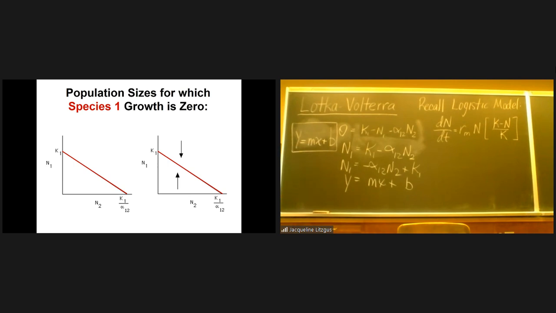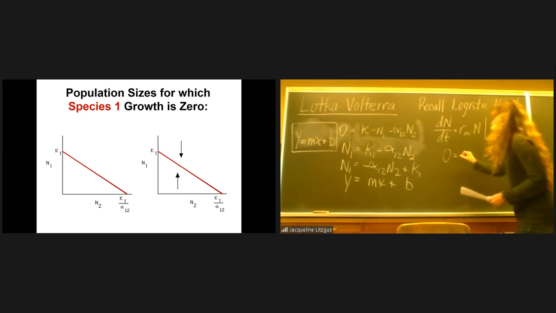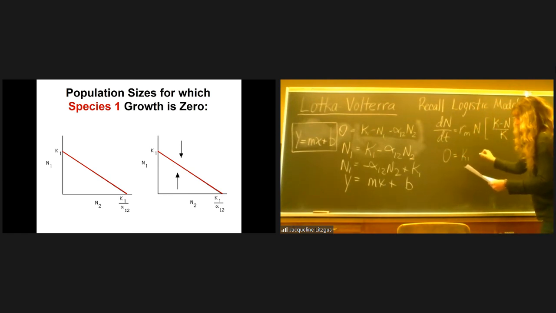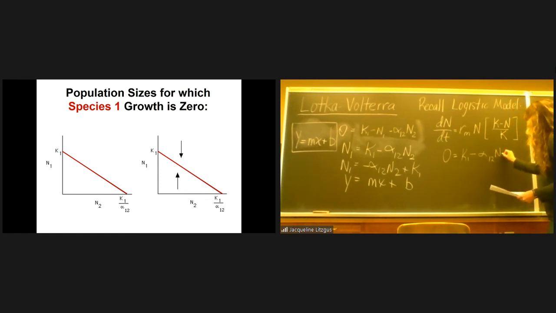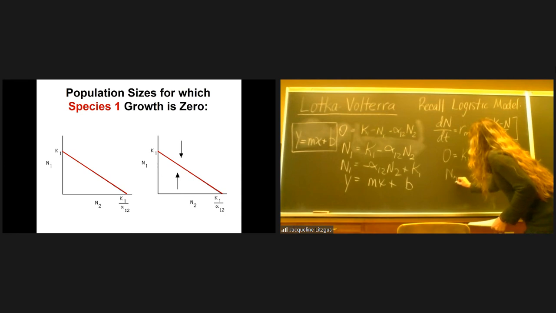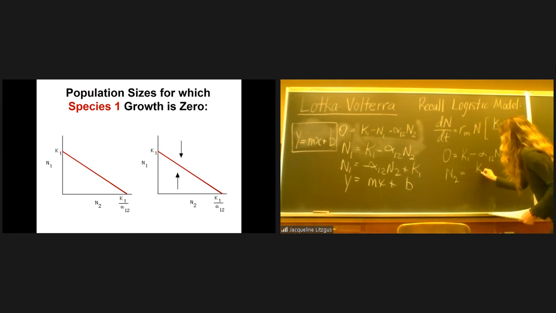So from this, of course, we can also solve to determine what the x-intercept is, right? You can see it on the graph on the screen. The x-intercept is K1 over alpha 1,2. But we can also solve for that mathematically, like we've been doing. We can determine the x-intercept by setting the value of y equal to 0. So if we set it equal to 0, we have 0 equals K1 minus alpha 1,2 N2. Then we solve for it, and when you do the simple math, you get K1 over alpha 1,2. And that's what we have there for the intercept, K1 over alpha 1,2.